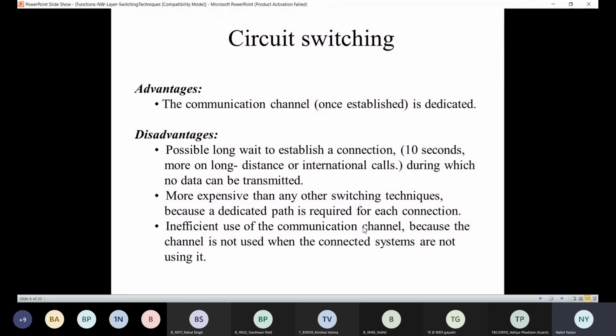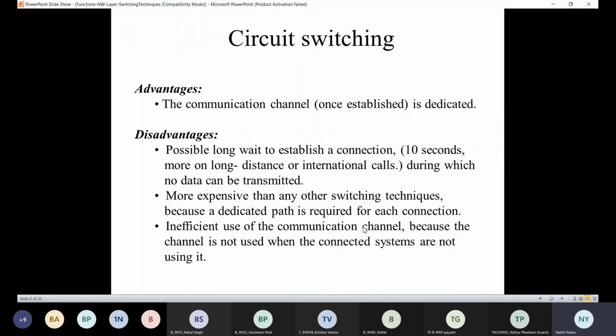So there can be a long wait to establish a connection. Do you remember the olden days' telephone calls? Over there, we needed to wait for our number to get connected to the exchange, right? So that is the example of a long wait for the establishment of the connection. Before the establishment of a connection, data cannot be transmitted, and the establishment of a connection itself can take a longer time, correct?